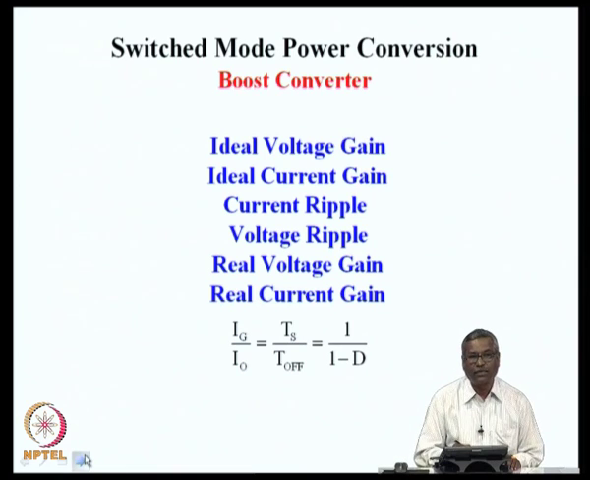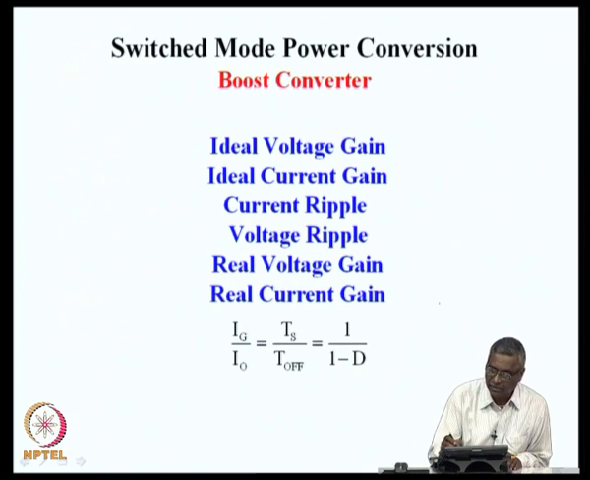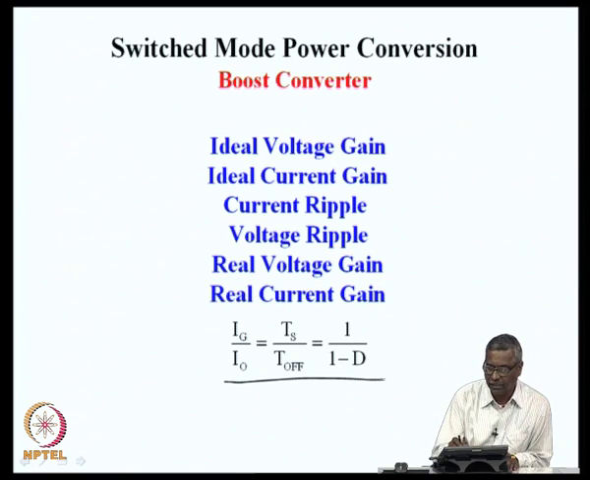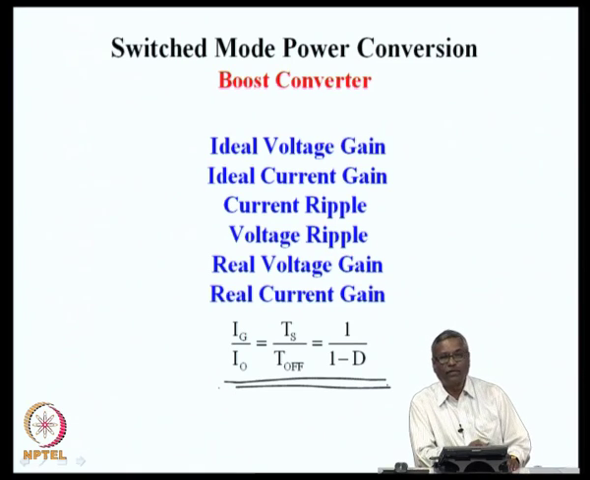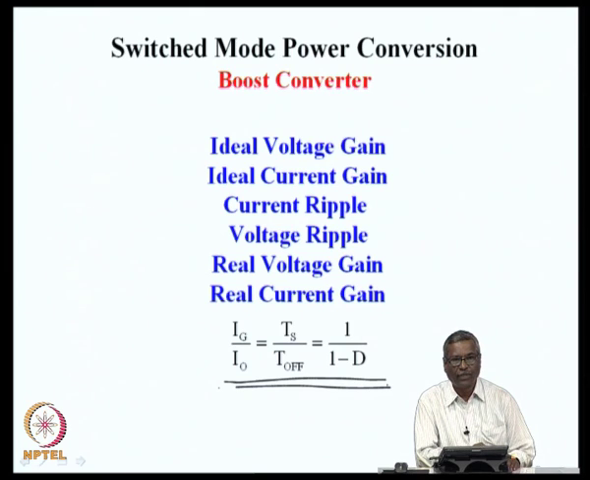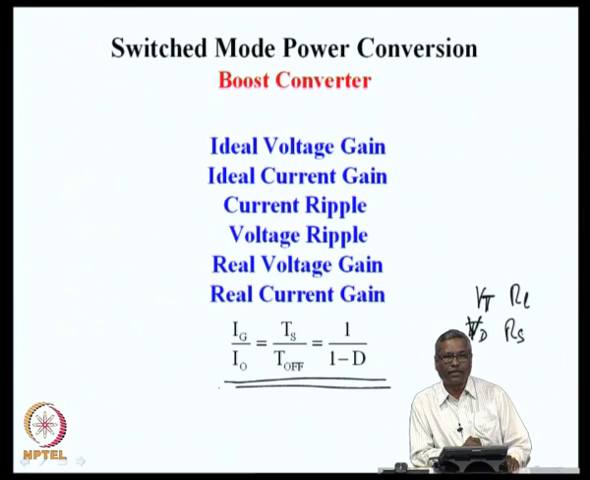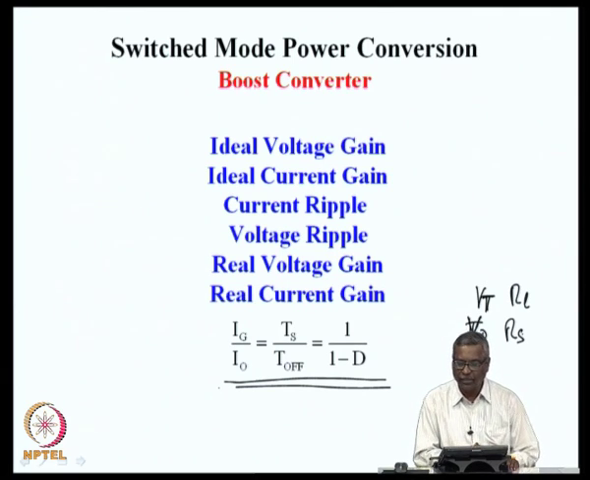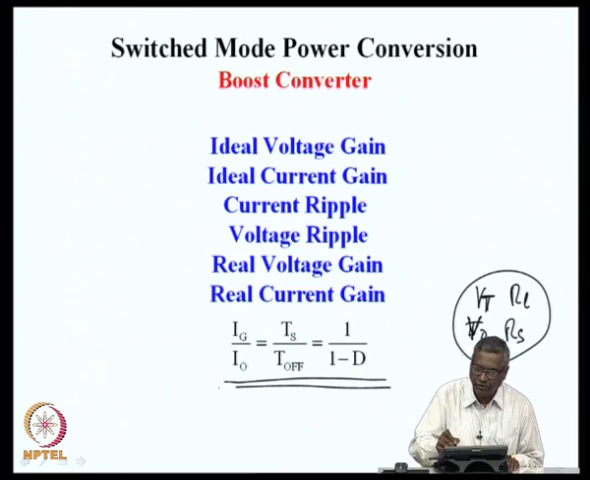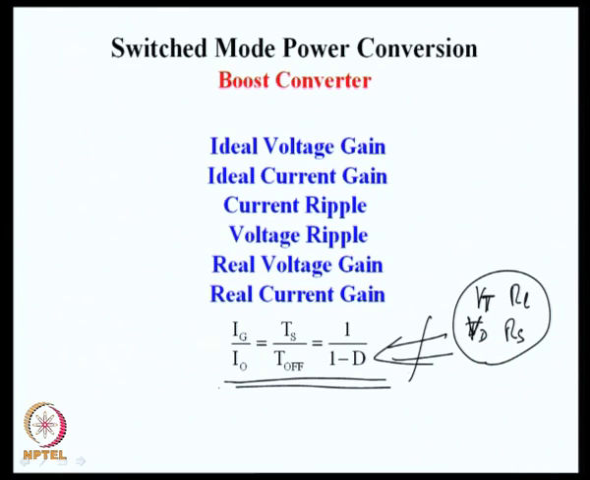The real current gain is not affected by any of the non-idealities, because all the non-idealities are associated as series non-idealities. Series non-idealities do not affect the current gain. You can see that the current gain for the real converter as well as the ideal converter are the same. The reason is whether it is a switch drop or diode drop, VD, VT or RL, RS, all of them are series non-idealities. They are present as a series element in the circuit and they do not affect the current gain of the circuit.